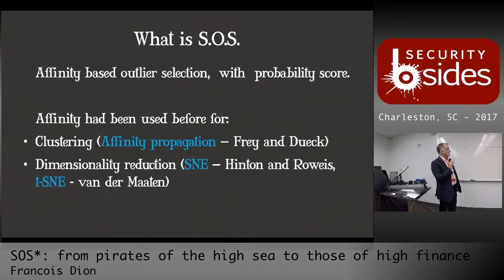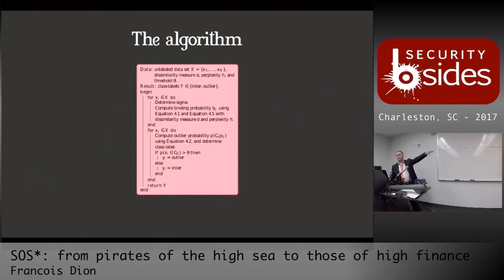So this affinity has also been used for clustering in the case of affinity propagation, and for dimensionality reduction, which would be SNE or t-SNE, which are visual techniques for, I mean, it's not visual, it's basically allows you to reduce your large feature space into something that can be visualized easily by using two dimensions, or actually to be able to be modeled more easily, because the more features you have, it can be a challenge sometimes to model these things, right?